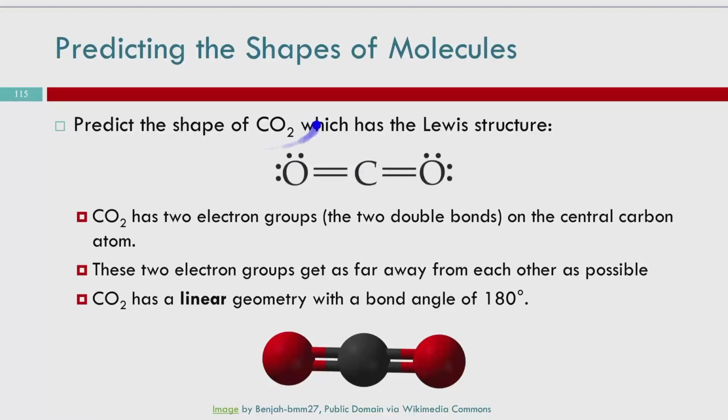I was looking at Lewis structures. So we want to predict the shape of CO2, which has this Lewis structure. Our CO2 has two electron groups, thing 1, thing 2. Just two groups on our central atom. We're typically only concerned with the central atom. So two groups on our central atom. What's the furthest away that two things can get from each other? Is it right next to each other? Is it the opposite of right next to each other?